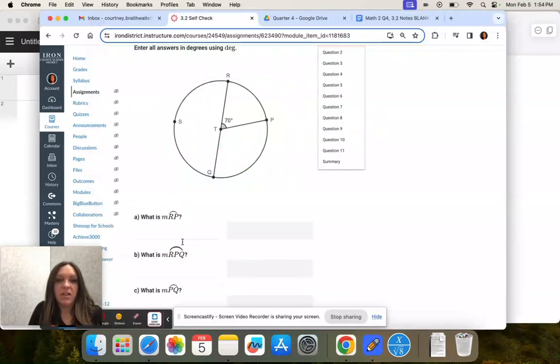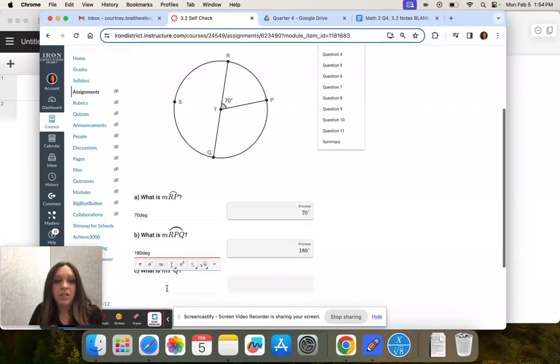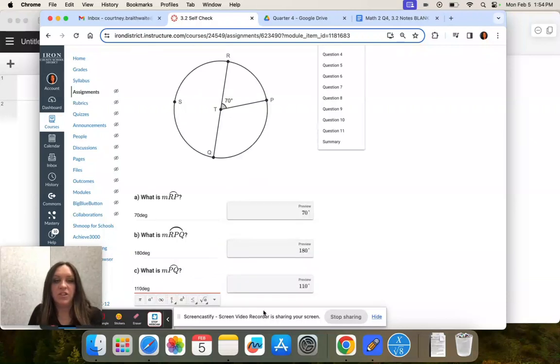So let's type that in. This is 70, and remember we're measuring in degrees. So you need to type the DEG after.